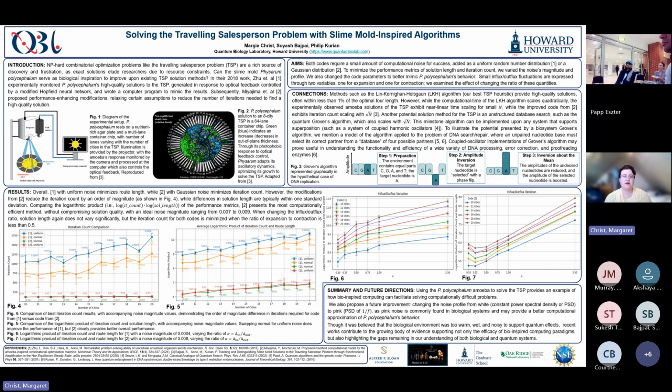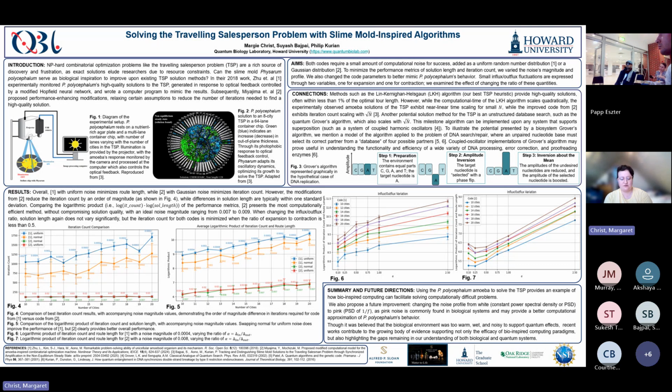We were hoping to minimize the performance metrics of solution length and iteration count. And to do this, we varied the noise's magnitude and the noise profile, switching them between the two codes. And then we also changed a couple of code parameters to hopefully better mimic Fusarium polycephalum's behavior. There are small influx and outflux fluctuations that are expressed through two variables, one for expansion and one for contraction. And so we examined the effect of changing the ratio of these quantities.